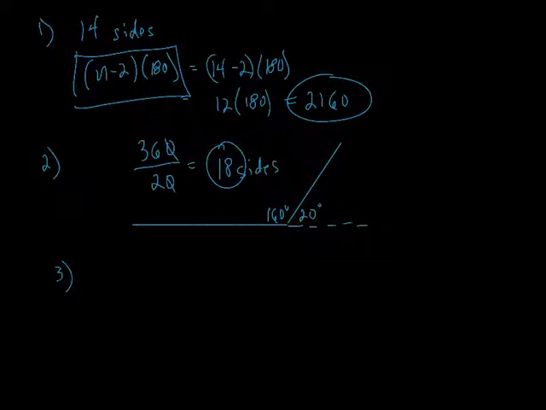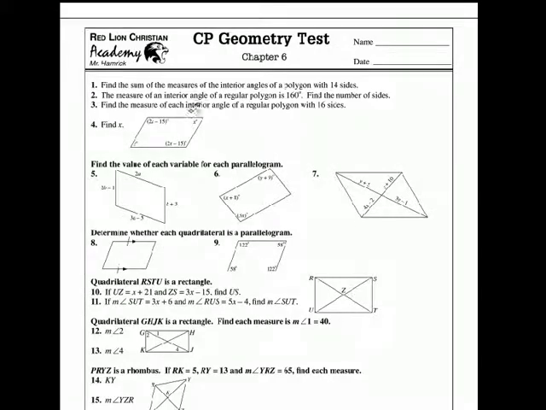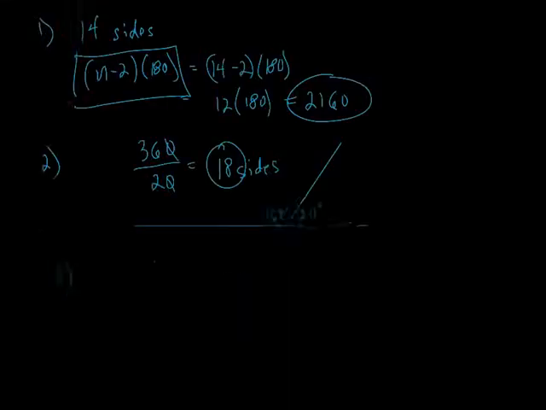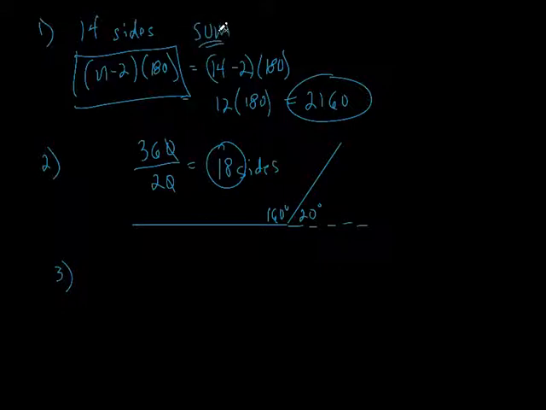Number 3. Let's jump back up here again. It says find the measure of each interior angle of a regular polygon with 16 sides. So it sounds like it's the same problem as number 1, but that one said find the sum of all the angles. That means all the angles added up. This one says find what? Each interior angle. And it's got 16 sides.